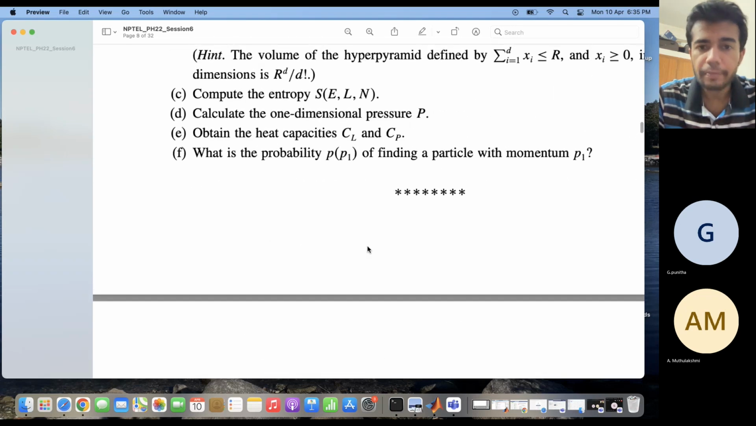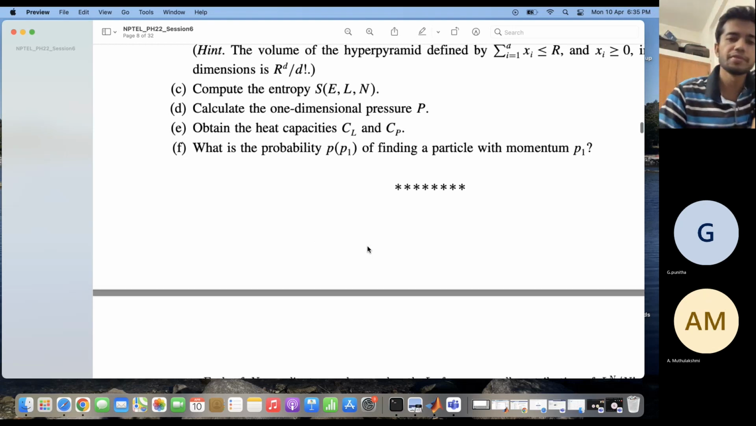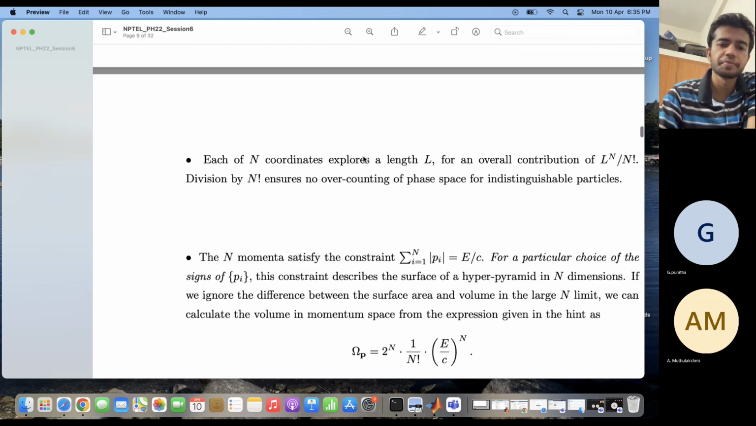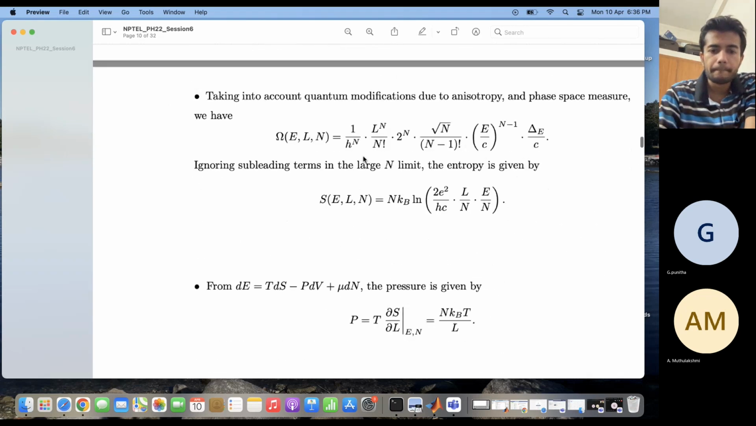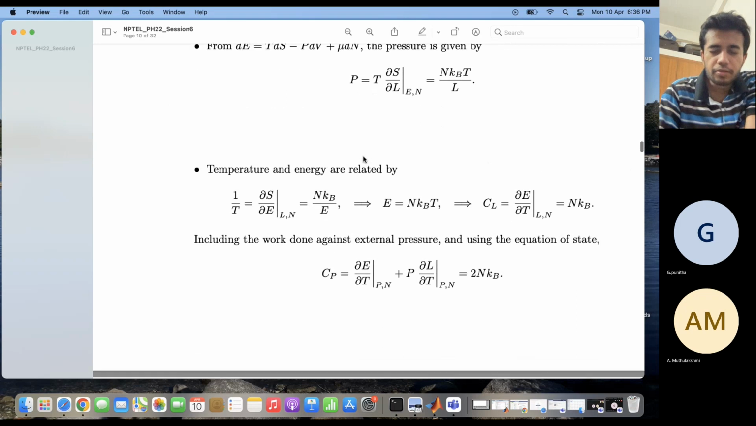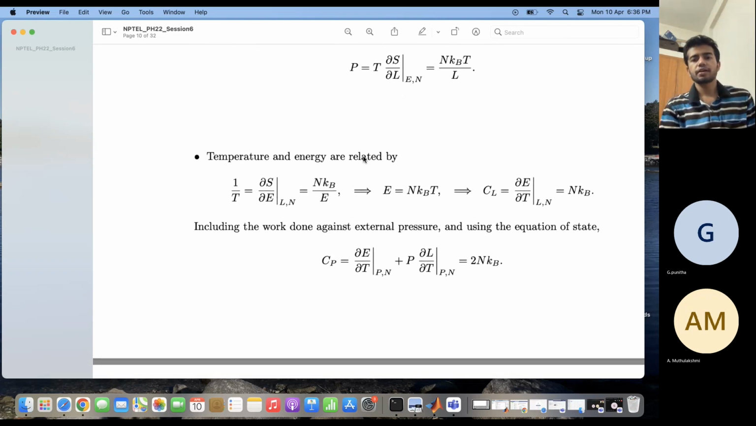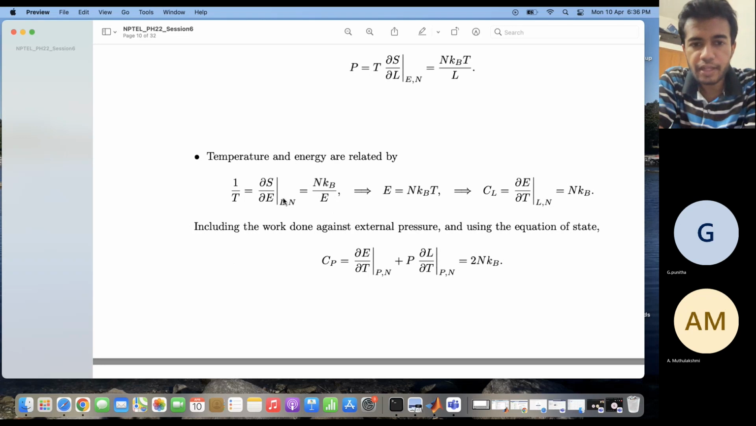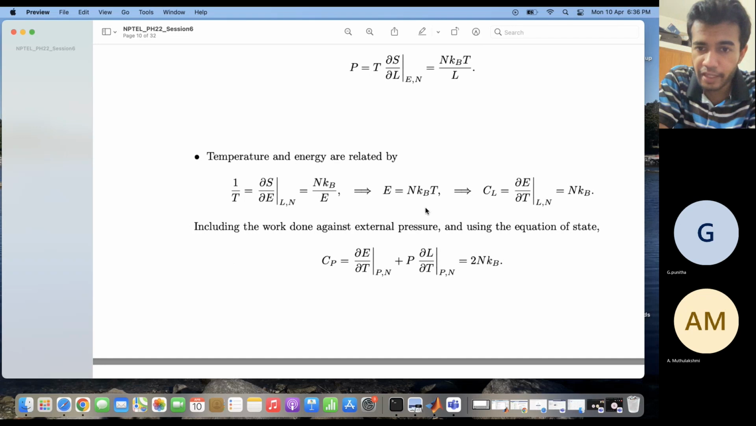Now we have to obtain the heat capacities CL and CP. That is the heat capacity at constant volume, which is constant length L, and constant pressure P. Calculating the heat capacity is a straightforward thing because I have to basically do del E by del T. So I know that 1 by T is equal to del S by del E at a given volume and N. So from this, I obtain E is equal to NkT. And if I do del E by del T, I get CL is equal to Nk.